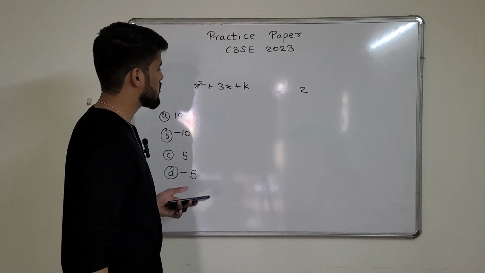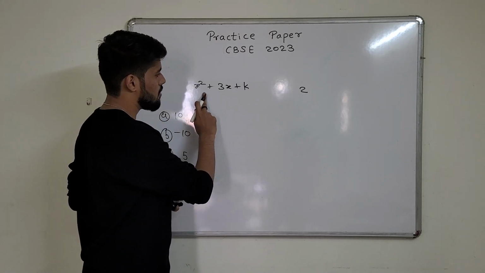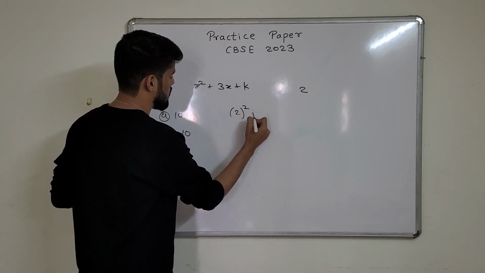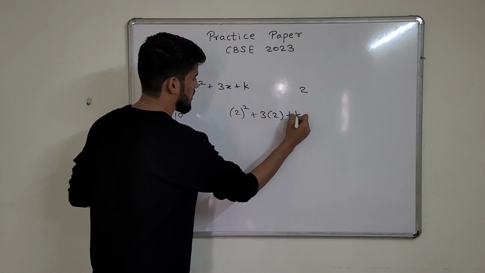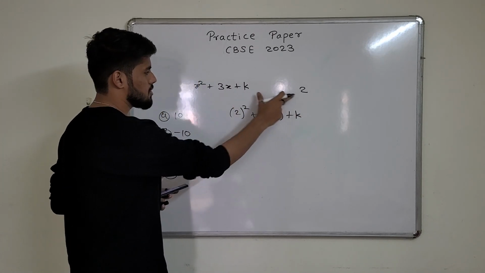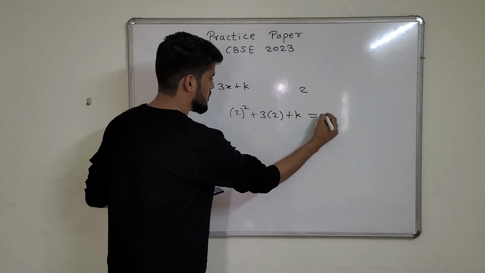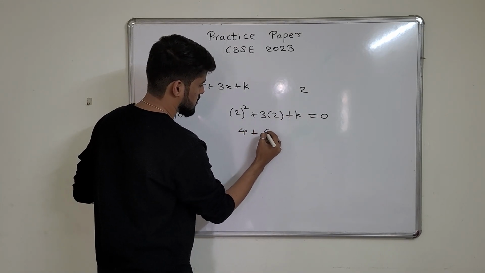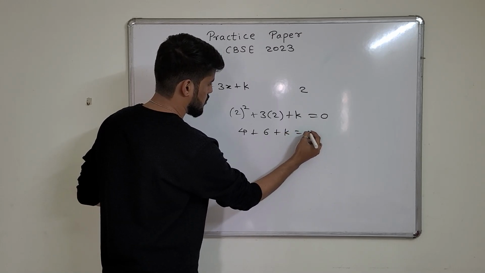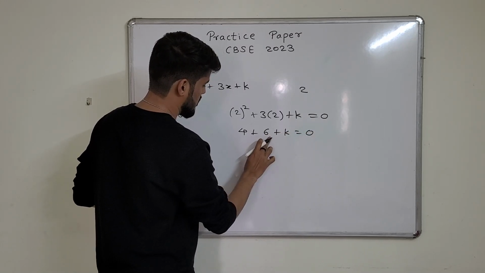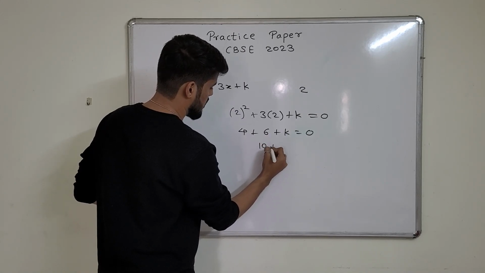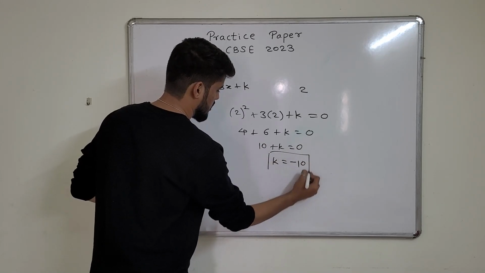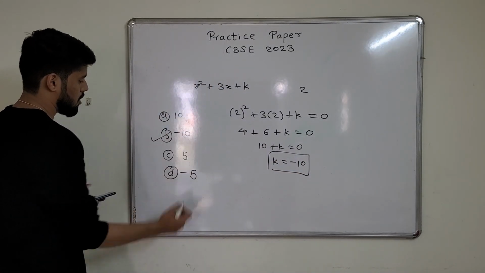So let's solve, very simple question. Just substitute the value of zero in this equation. We get 2 square plus 3 into 2 plus k. As this is zero of polynomial, so this should satisfy the given equation. The answer should be 0. 2 square is 4 plus 6 plus k, that comes out to be 0. 6 plus 4 is 10 plus k equals to 0, and we get the value of k as -10. So the option here is option B.